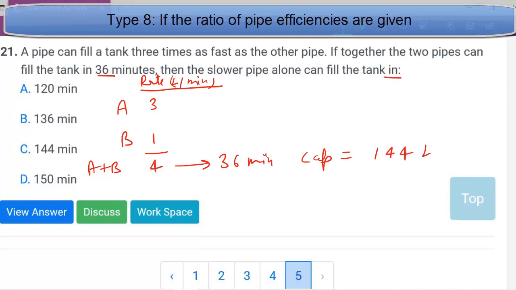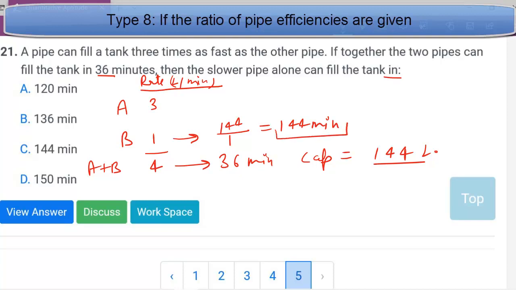And the question is the slower pipe. The slower pipe is this one, the pipe B, which is filling just 1 liter per minute. So it will take 144 total capacity divided by its rate of 1 liter per minute, which comes out to be 144 minutes. So it will take 144 minutes to fill 144 liter. So the answer is option C.